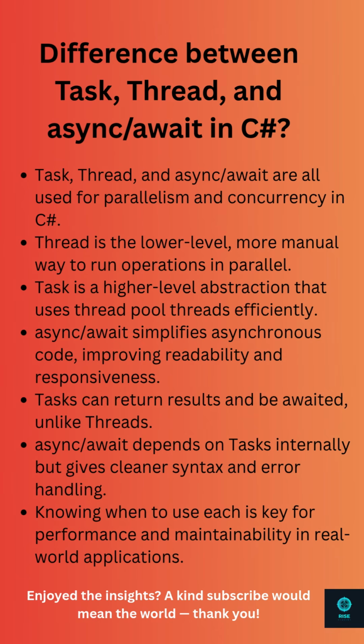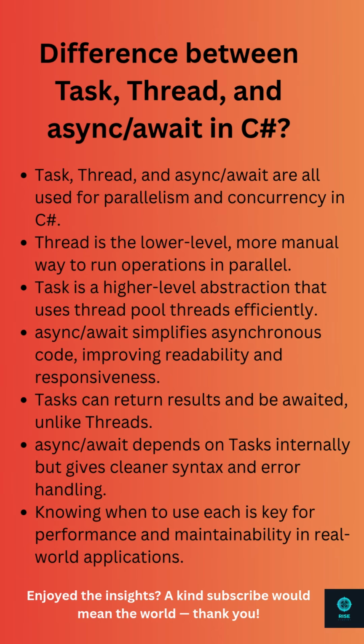Then comes async and await. These two keywords made my life much easier. They sit on top of tasks and make asynchronous programming clean and readable. When I write something like await some API call async function, it doesn't block the thread. Instead, the control returns to the caller, and once the operation is done, it continues from where it left off. This is super helpful in UI apps or web APIs where responsiveness matters.